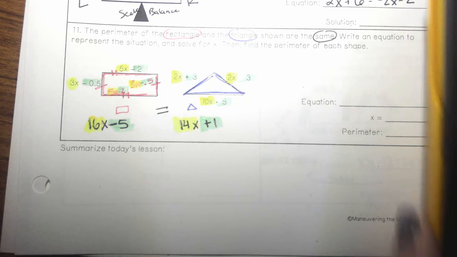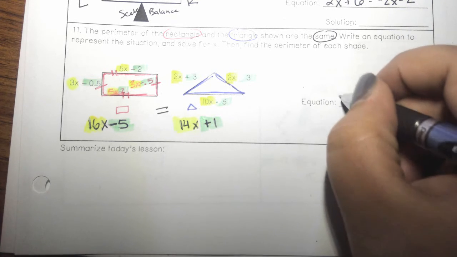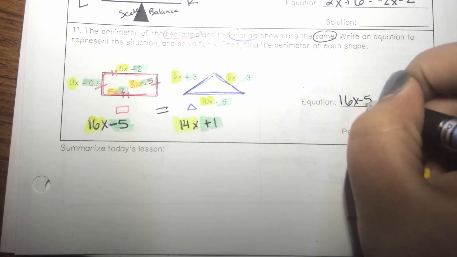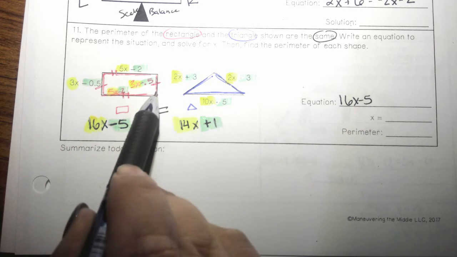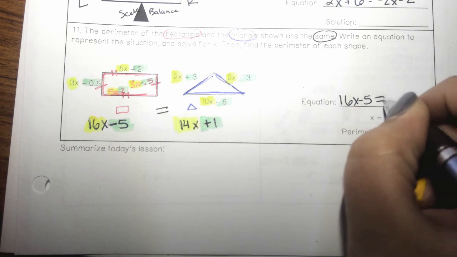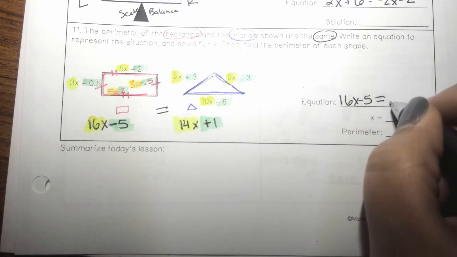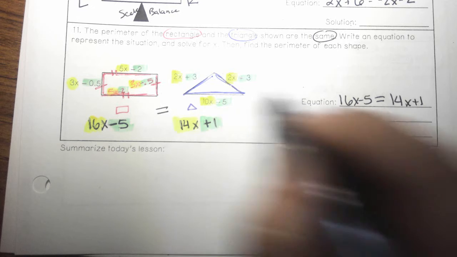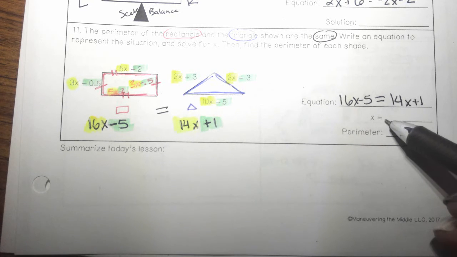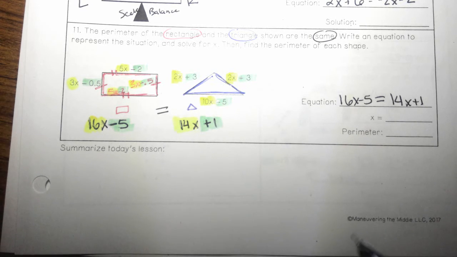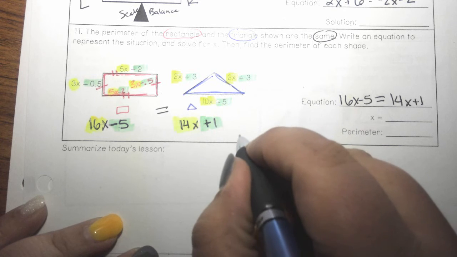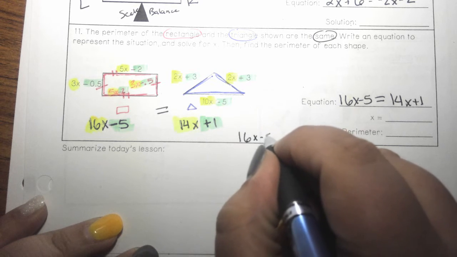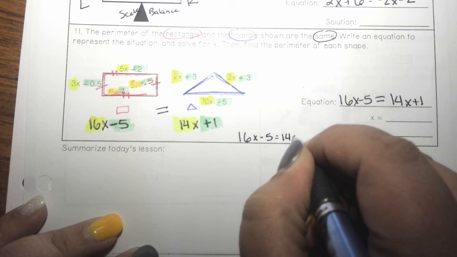So my equation then is 16x minus 5 from the rectangle's perimeter equals, because the perimeters are the same, 14x plus 1 from the triangle's perimeter. To find out what x is, you simply solve the equation. So let's go ahead and solve this. I've got 16x minus 5 equals 14x plus 1.